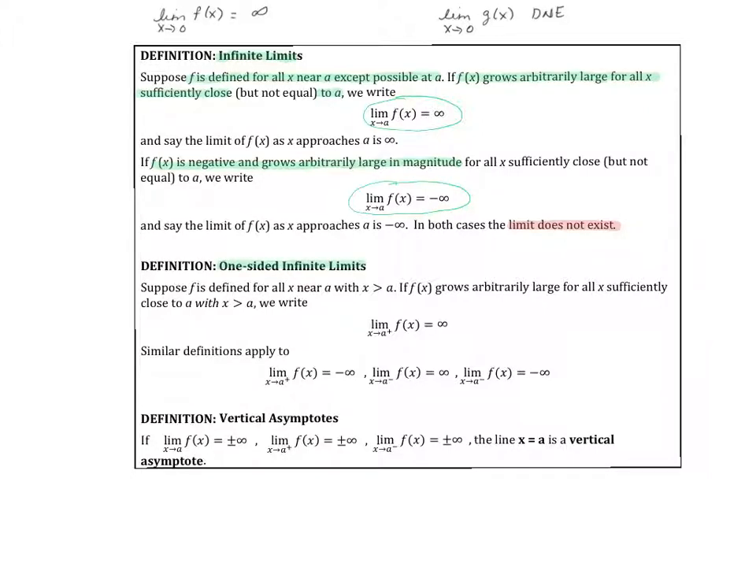One-sided limits, the same as before. We're looking at f defined for all x near a, x greater than a. If f of x grows arbitrarily large, then we would write the limit as x approaches a from the right is positive infinity. And then we have some similar definitions for approaching from the right and having it be equal to negative infinity, approaching from the left and having it equal positive infinity, and approaching from the left and it equals negative infinity. So this is the important stuff.